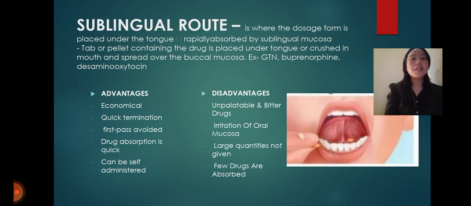Next is sublingual route, where the dosage form is placed under the tongue, rapidly absorbed by sublingual mucosa. Tablet or pellet containing the drug is placed under the tongue or crushed in mouth and spread over the buccal mucosa. Examples are GTN, buprenorphine, desaminooxytocin. So, pag-inom nga ibutang sa ilawom sa dila, placed under the tongue. Advantages: economical, quick termination, first pass avoided, drug absorption is quick, can be self-administered. So, murag connected gihapon siya sa oral route, pero kani siya kay specific gyud sa sublingual route kung asa gyud ibutang ang tambal.